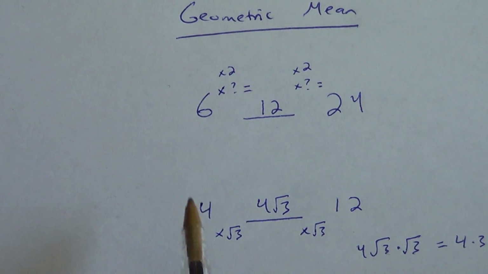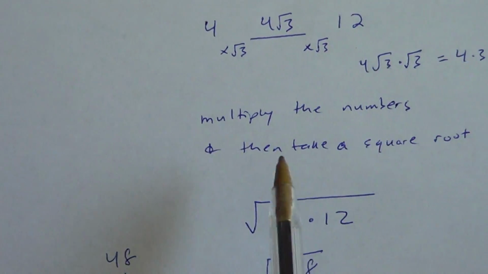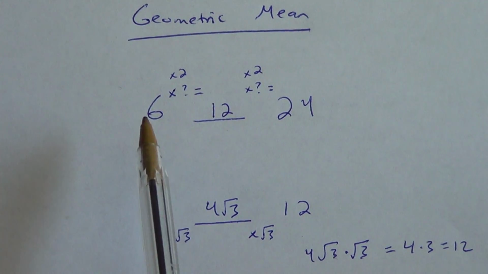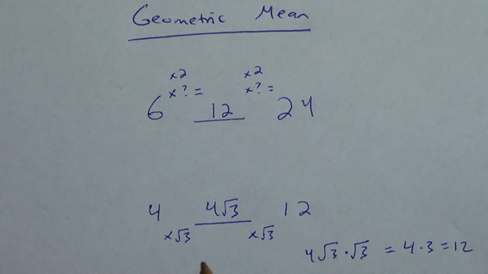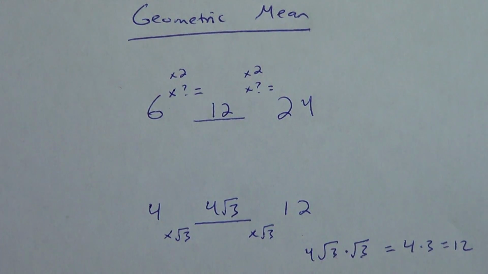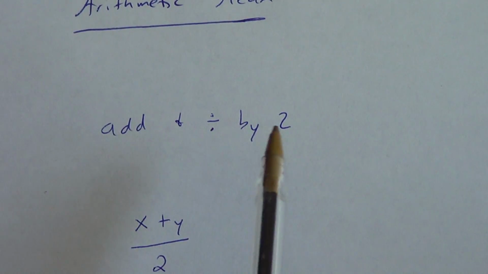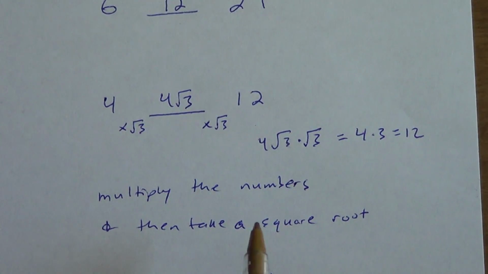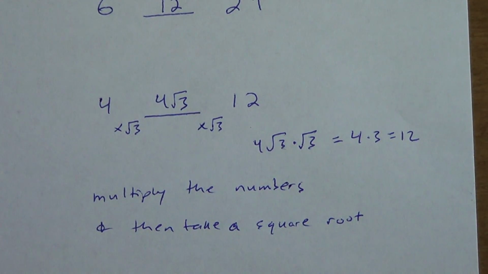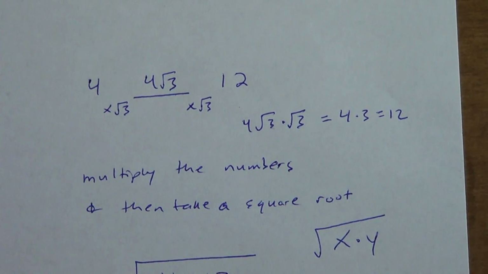But if you think about doing this problem the same way we did this problem, where we multiply and take a square root, multiplying 6 times 24 is 144, and the square root of 144 is 12. So that's how we get this 12 here in the middle. So arithmetic mean: add, divide by 2. Looks like this. Okay, geometric mean: multiply and take a square root. If I write that in more symbolic notation like I did the other one, it would look like that. Okay, multiply, take a square root.